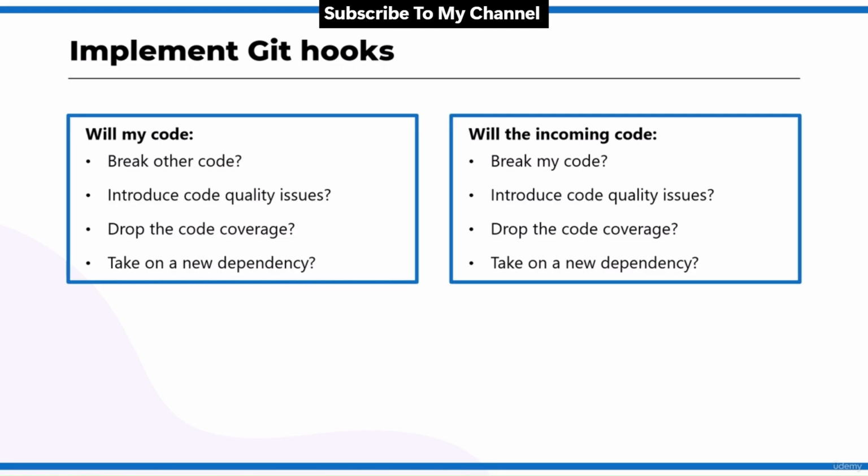Now you can check things like: will my code break the other code, or is it going to introduce any kind of code quality issue, or is it going to drop the code coverage. Any of these chances can be there if you have developed some new code. In the same way, if someone else has developed some code, you want to check whether the incoming code is going to break your code, introduce a code quality issue, or drop the code coverage, or in both cases, you can take on the new dependencies which are coming into that code. How you want to use Git hooks is your choice, and you can choose any of the hooks and execute any particular logical executions with that.